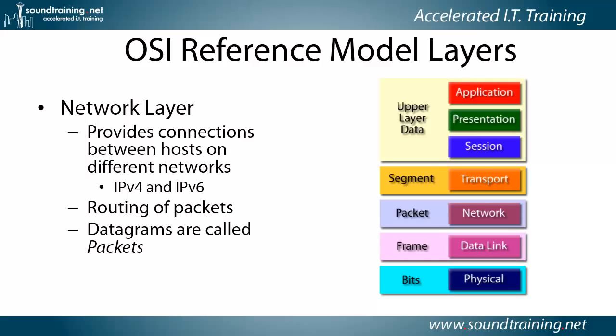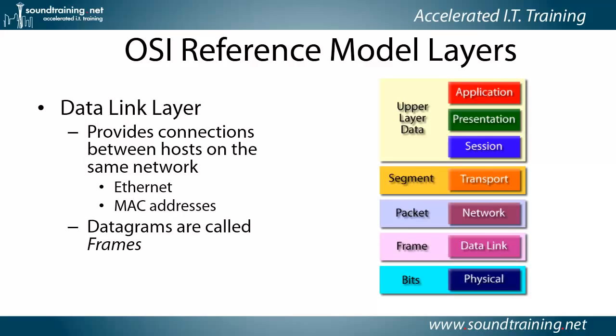As we mentioned, routers operate here, so this is where routing of packets takes place. The thing to think about with the network layer is that first bullet. It says provides connections between hosts on different networks. If you're on the same network, then those connections take place at layer 2, but on different networks, it's layer 3. And again, the datagrams at layer 3 are called packets.